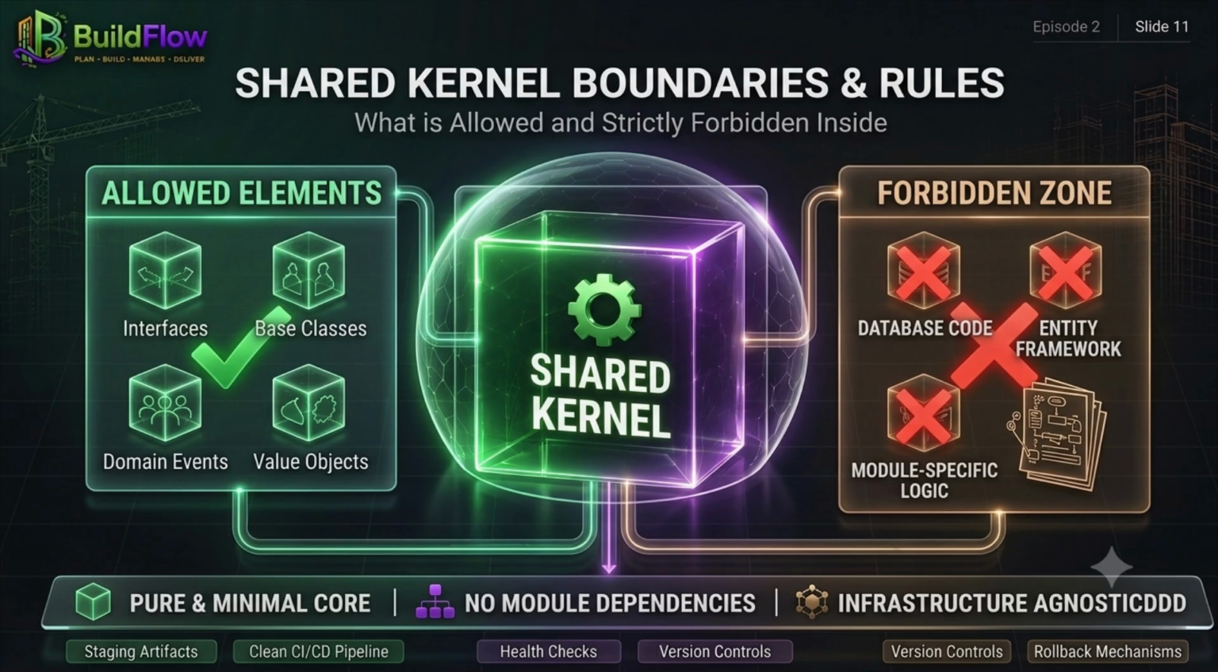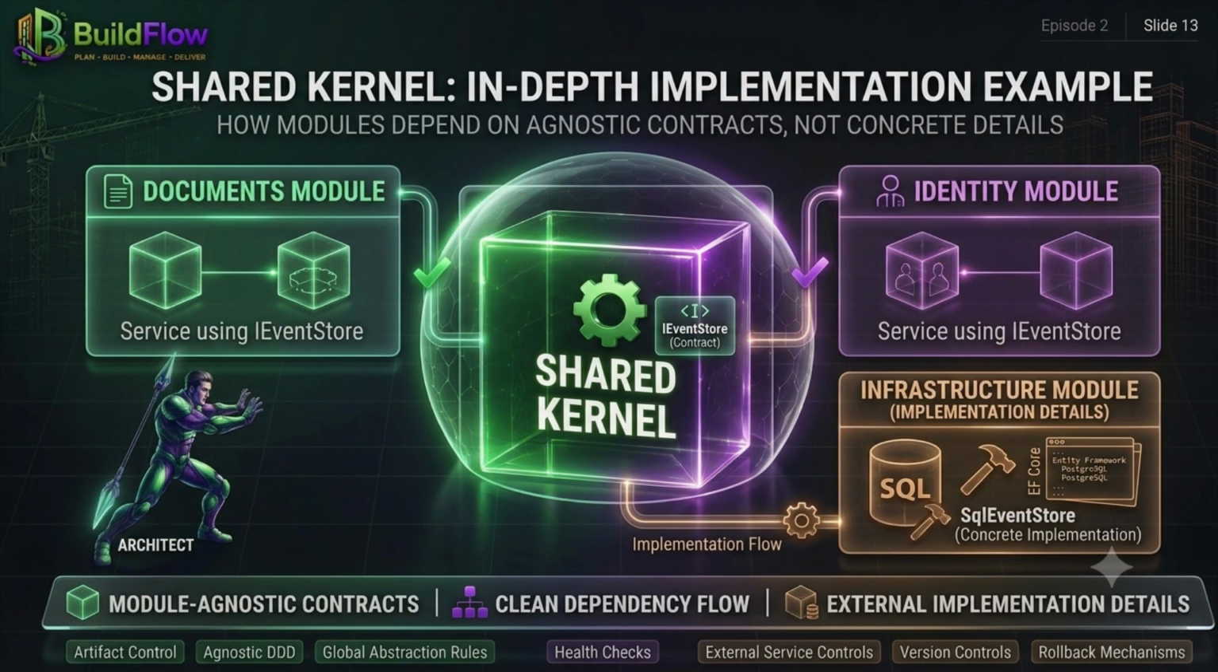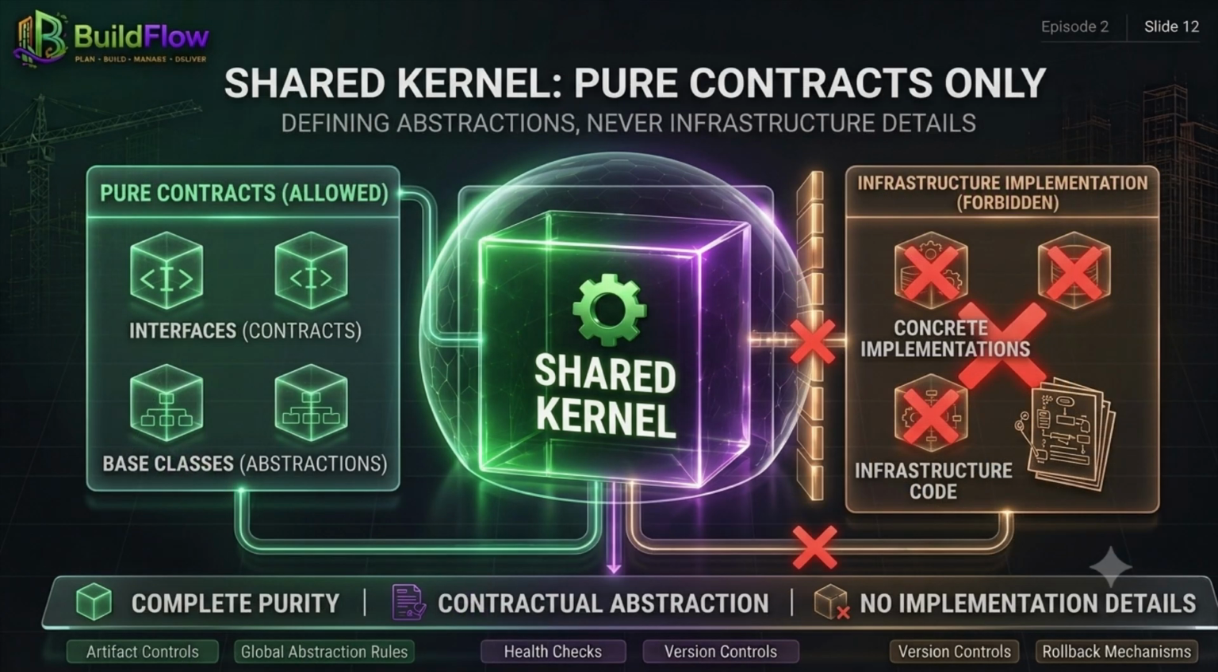Alright, what is strictly forbidden from entering the SharedKernel? Any business logic specific to a particular module. For instance, the terms and rules for document approvals. Their proper place is the Document module only, and likewise database code and Entity Framework. The SharedKernel defines contracts, meaning interfaces and base classes only, and never interferes in infrastructure implementation details. We keep it completely pure.